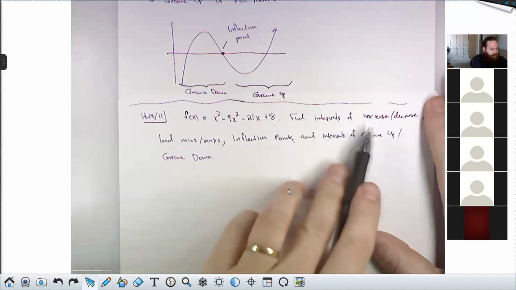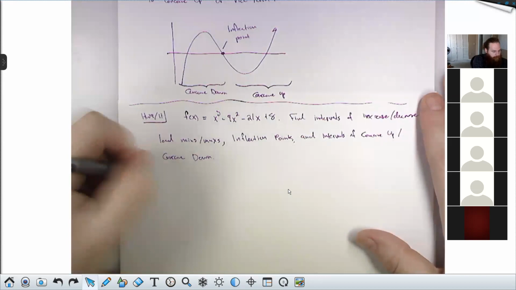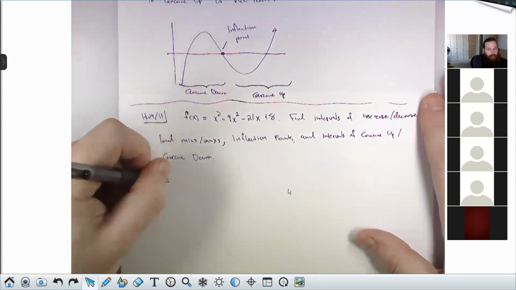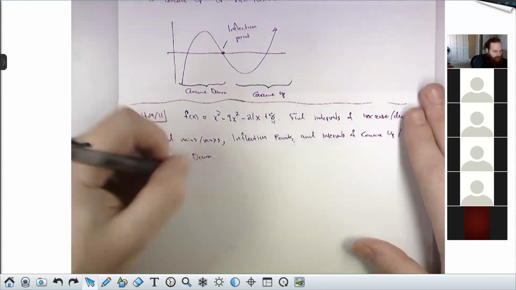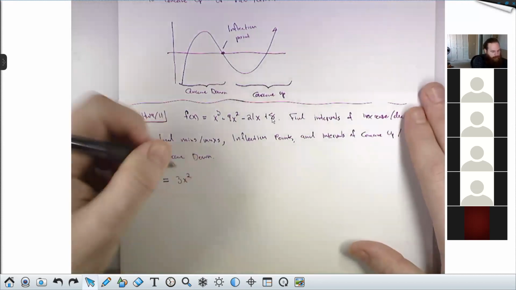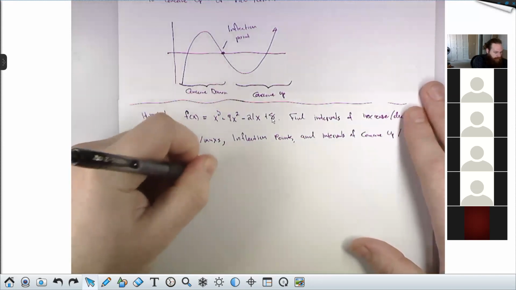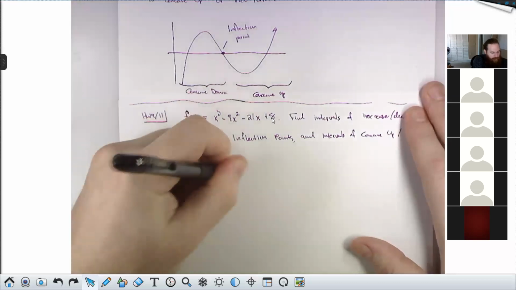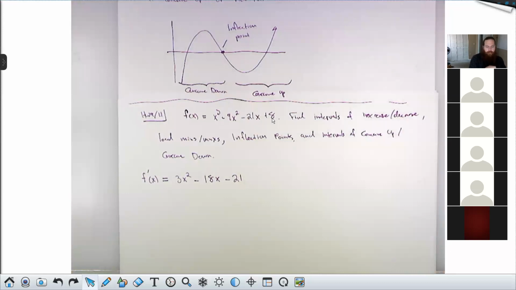To find intervals of increase and decrease and local mins and maxes, we need the first derivative. So I calculate f prime. And f prime here I can get with the power rule. So x cubed differentiates to 3x squared, minus 9x squared differentiates to minus 18x, and minus 21x differentiates to minus 21. The 8 differentiates to 0. So this is f prime.